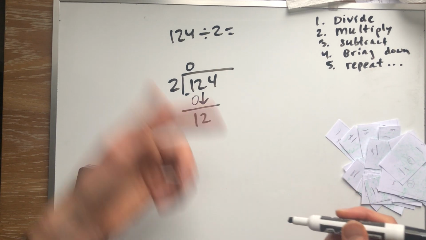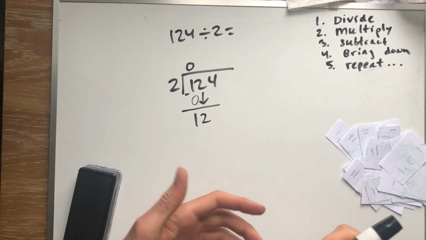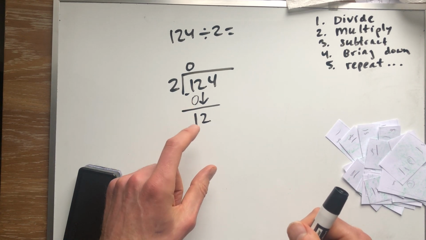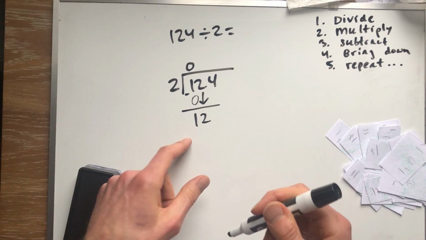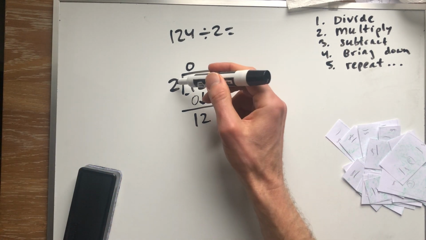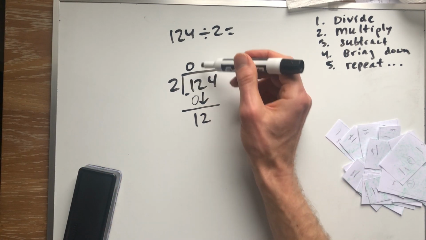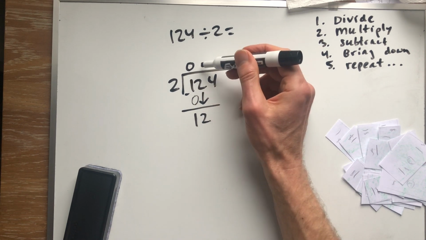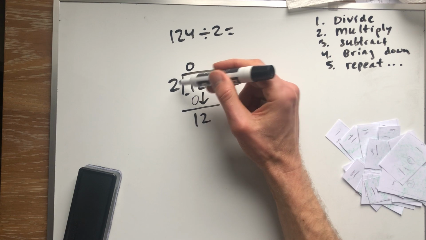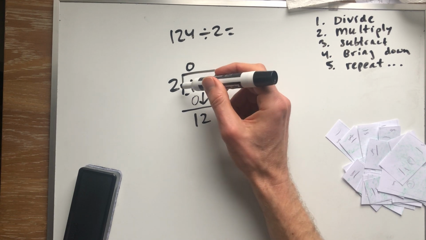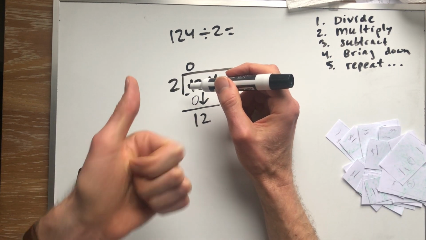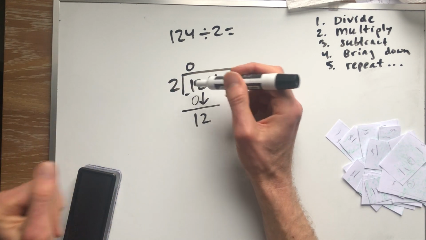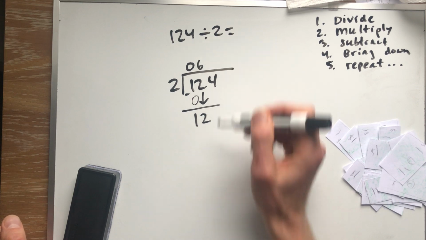Well, you just took the 100 to the bank. You got 10. They gave you 10 tens, and now you've got 12 tens. So now we can do 2 times what equals 12? Or 12 divided by 2 equals what? 2 times what equals 12? Well, let's see. 2, 4, 6, 8, 10, 12. 6. 2 goes into 12 6 times. 2 times 6 is 12.